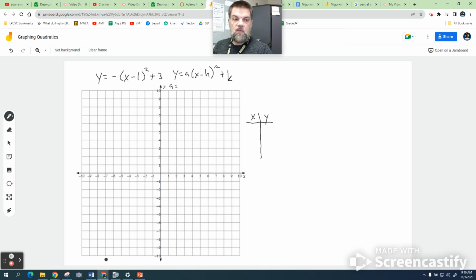So my a value, when I just have a negative sign here, it's implied that that's a negative 1, right? So my a value is negative 1, okay? What's my h value? Positive 1, and what's k? Positive 3. So then my vertex occurs at x equals 1, y equals 3. So if I go over 1 and up 3, that's my vertex.